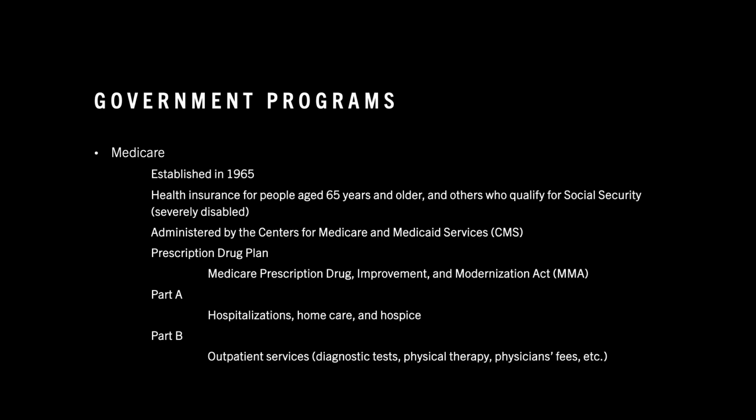There's Part A, which covers hospitalization, home care, and hospice, and Part B, which is your run-of-the-mill primary care provider, outpatient services, urgent care, sleep studies, things like that.